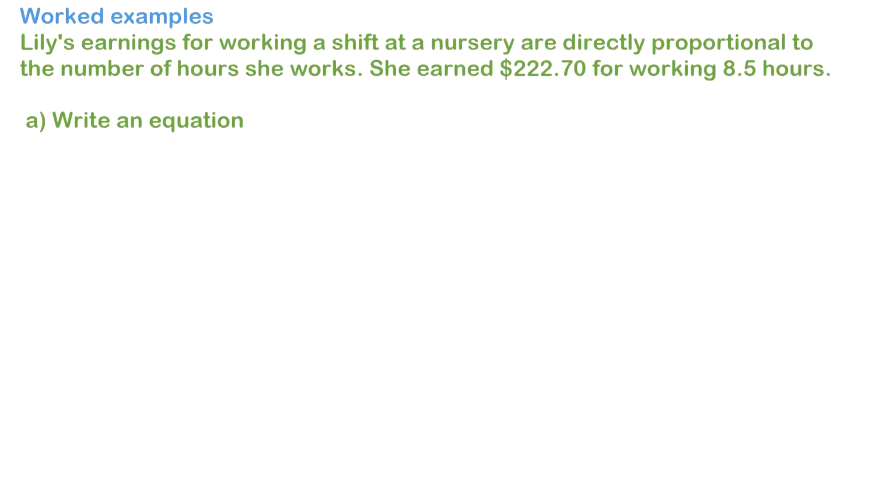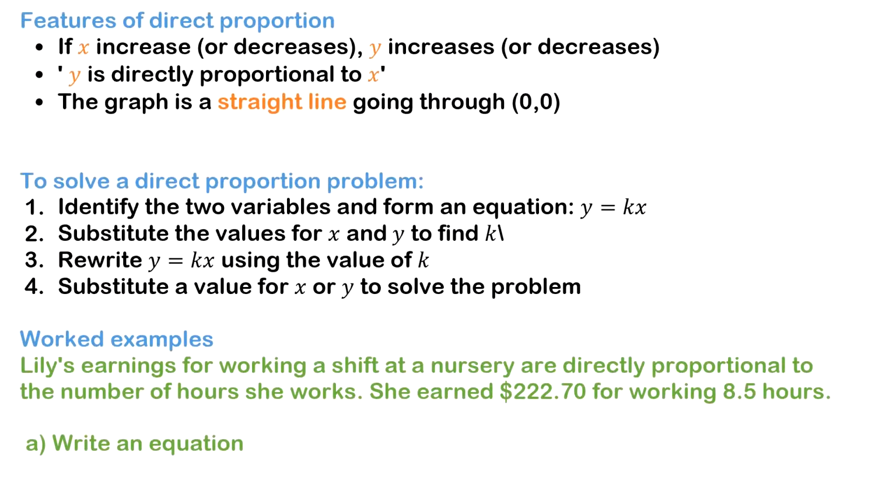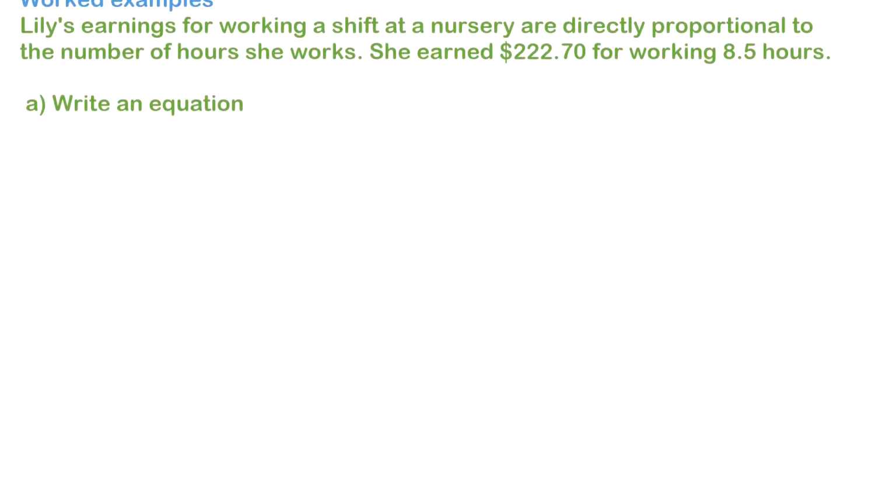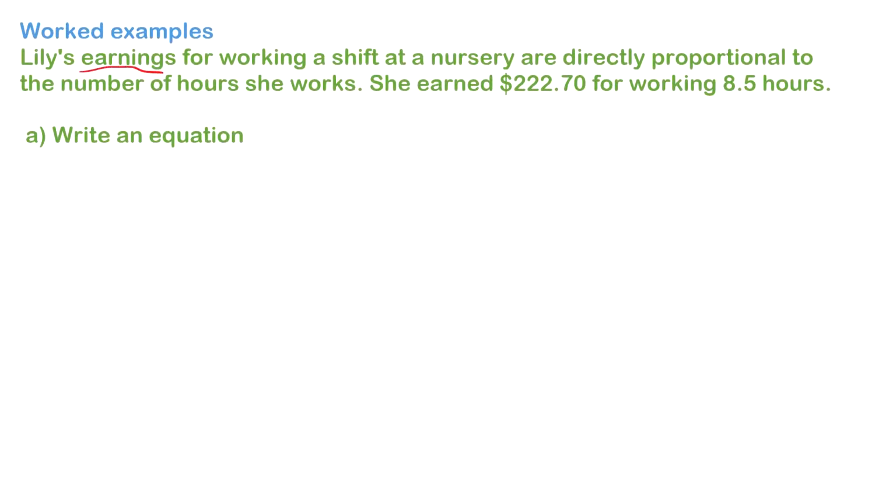Lily's earnings for working a shift at a nursery are directly proportional to the number of hours she worked. She earned $222.70 for working 8.5 hours. It's important again to realize, if I go back up here, y is directly proportional to x. In this case, earnings was mentioned first, and then directly proportional to the number of hours. So I know that my y is going to be my earnings, and my x is going to be hours worked, or just hours.